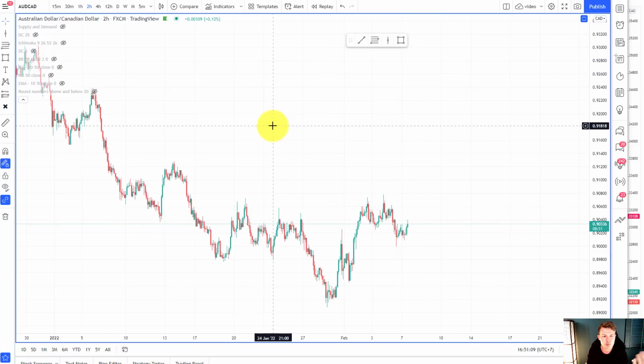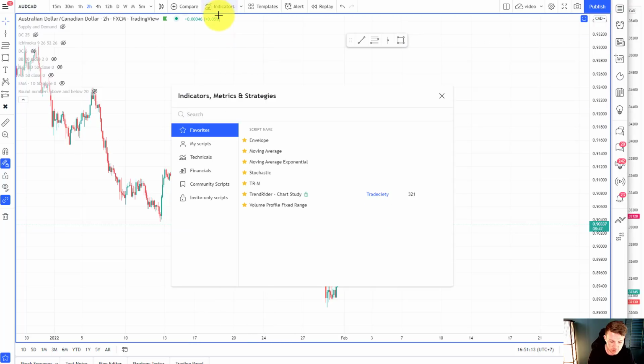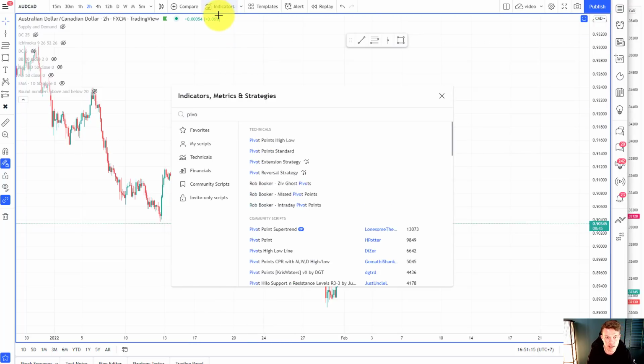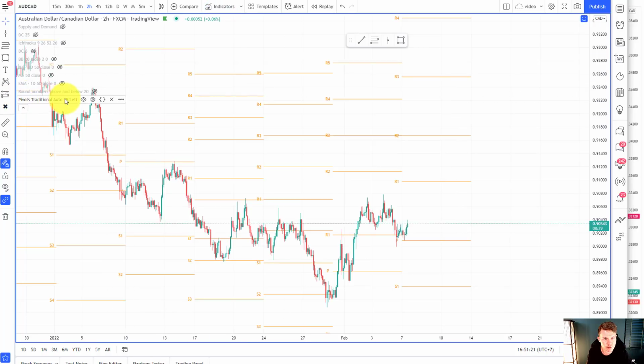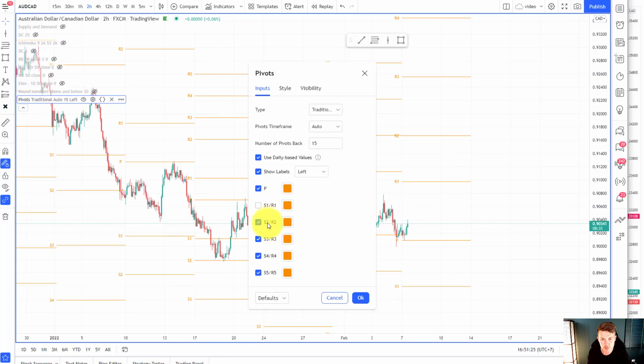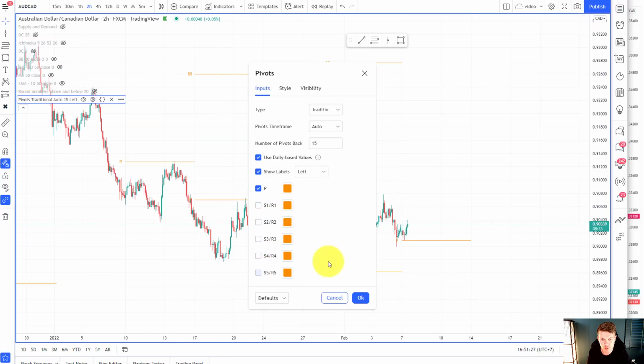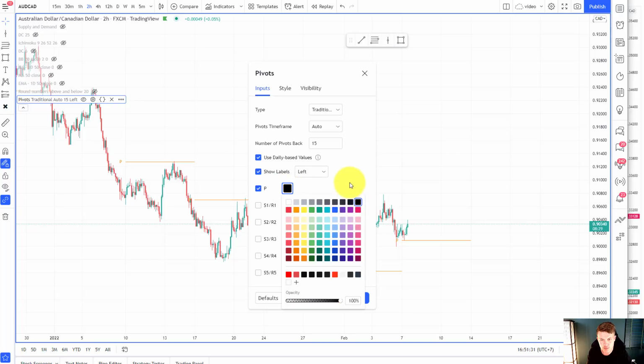But to set up your charts like mine, first of all, we go to indicator, and here you can just start typing in pivot, P-I-V-O-T, and then we just select standard. And then you can see this is what we have here, and then we just click on the settings symbol. And what I typically do is turn off all the S and R levels. We only need the central pivot point. We can use it black for now.